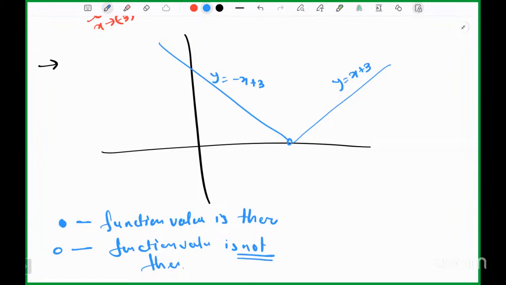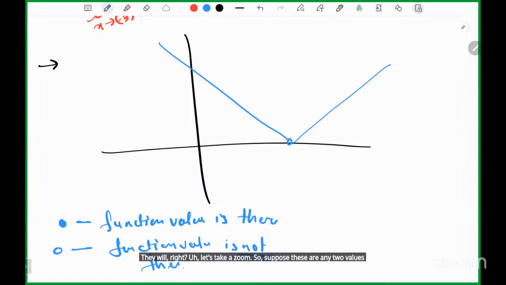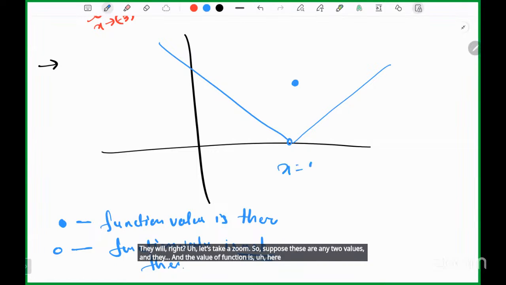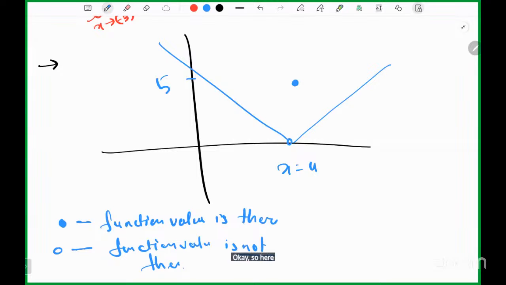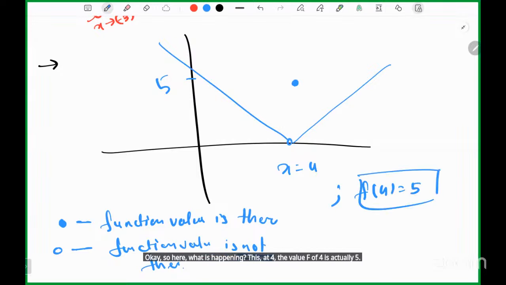Let's hypothetically keep this as an example. Suppose these are any two values, and the value of the function is here. Suppose this is x equals 4, and this is the value 5. So here what is happening? At 4, the value f of 4 is actually 5. That is the exact value: at x equals 4, the value of the function is 5. That is the meaning of this graph.